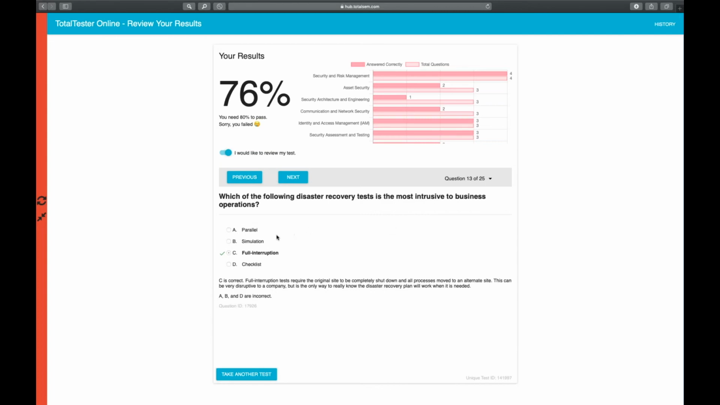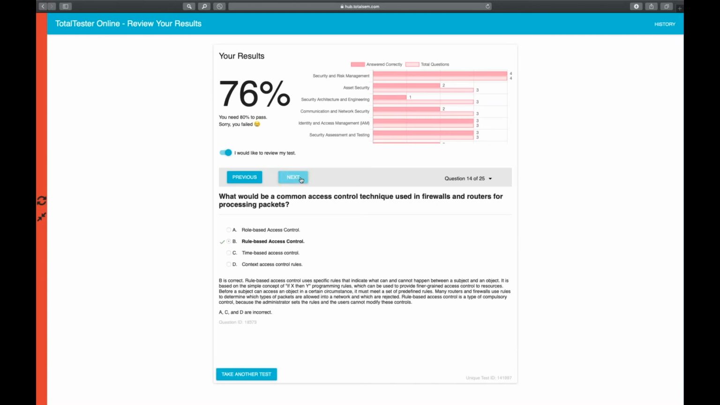Most intrusive disaster recovery test is full interruption. Yeah, we're right about that. We stuck to our mental picture here, and that's another key point. When you see questions on the exam, and the answers kind of help you identify what the correct answer is, and then later on in the exam you see a question related to that one, you've got to remember it and stay consistent in your reasoning.